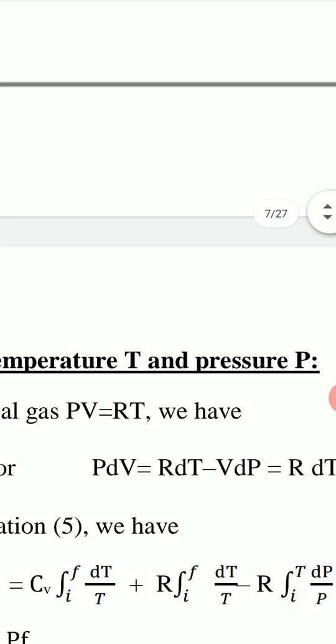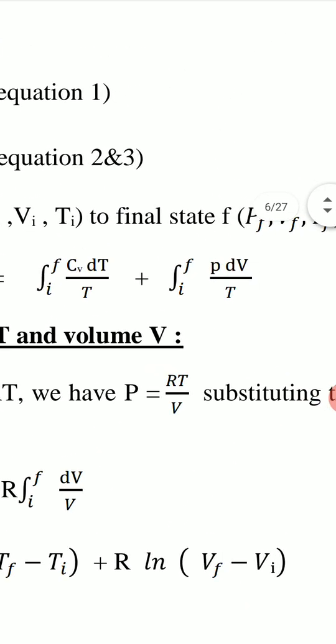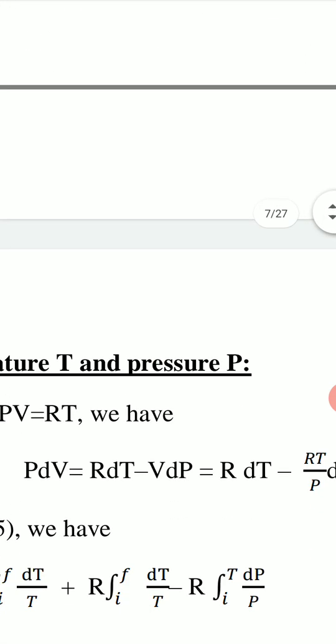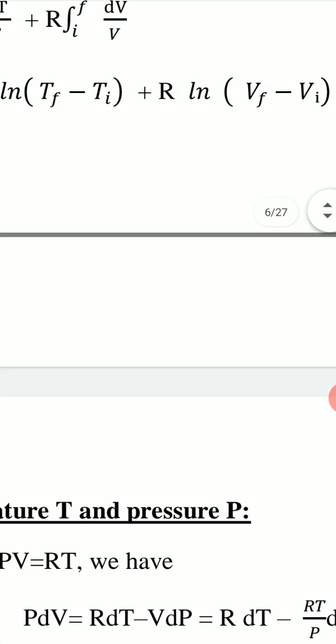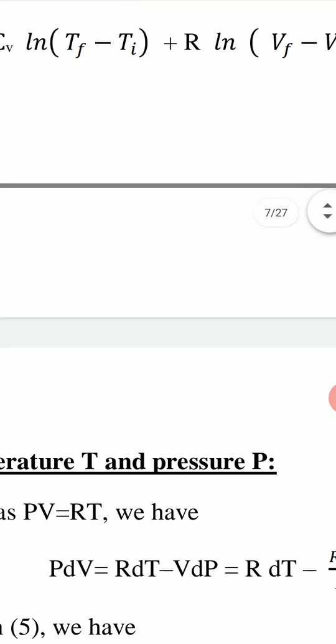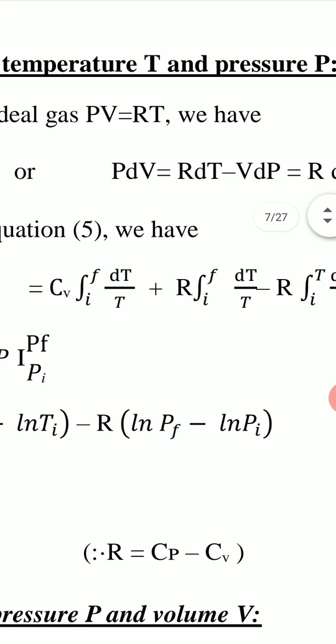We have to eliminate V in this relation. We see here that V comes here as dV. We have to eliminate this dV. So to eliminate this dV, we use this relation PV equal to RT.